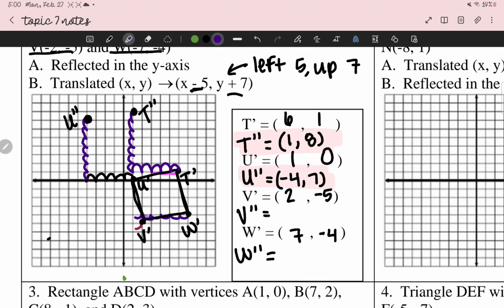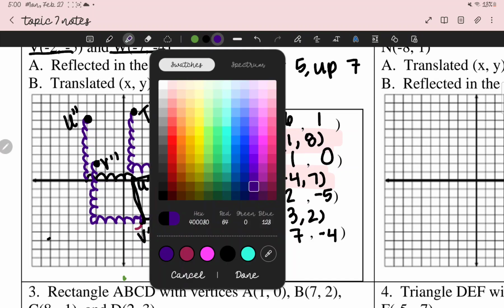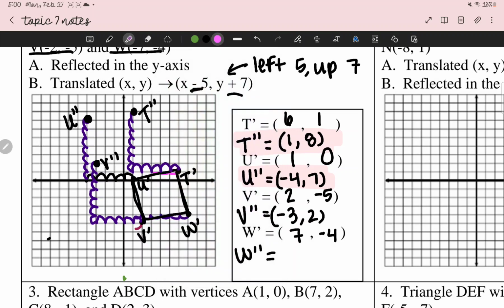I'm gonna go left 5. Oopsie. Left 5. I'm gonna go 1, 2, 3, 4, 5, and up 7. 1, 2, 3, 4, 5, 6, 7. Okay, this is my v prime prime, which is at the point -3, 2. Sorry, I can't even read. And let me fix u prime prime. Okay, never mind. That's right. Okay, tired. Sorry. Okay, I'm gonna make that my pink. Alright, so you can still see whatever. Alright, those are my answers.